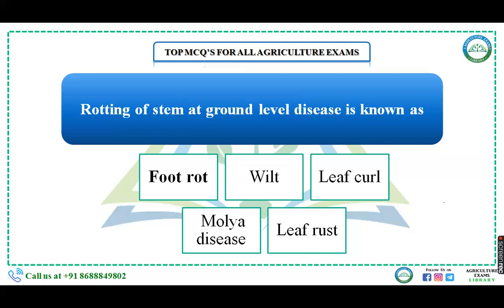Rotting of stem at ground level disease is known as foot rot, wilt, leaf curl, molia disease, or leaf rust. From the word rotting itself, the right answer is foot rot.